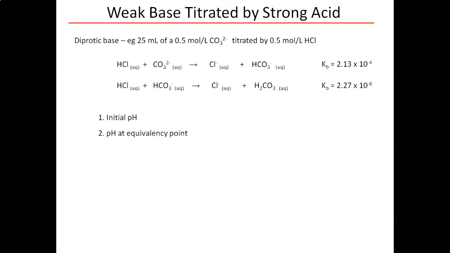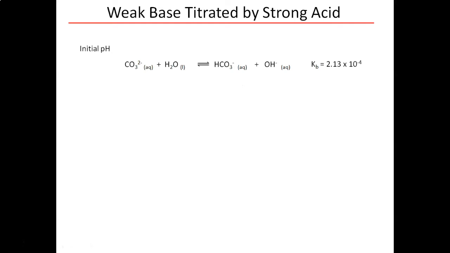So for our initial pH, we'll look at pH at equivalency, pH at 1/2 equivalency, and our final pH. Remember, we're using these for sketching. Now, because this is diprotic, meaning that it can accept 2 protons, we're going to have 2 equivalency points. We're going to have the point where we take all of my carbonate ion and convert it to hydrogen carbonate. And then we're going to have the equivalency point where all of my hydrogen carbonate becomes carbonic acid. Okay, so I'm going to have 2 equivalency points and therefore 2 half equivalency points.